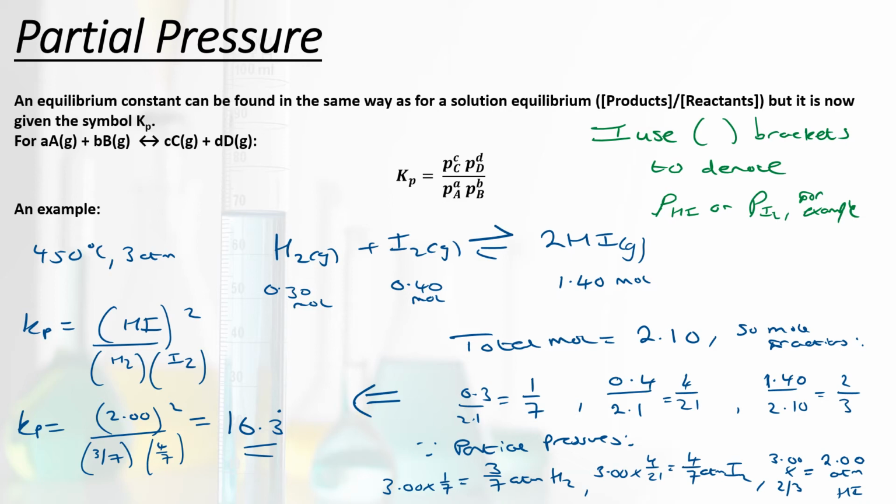Here we were given everything in atmospheres, so we have essentially atmospheres squared on the top, and then we have 2 lots of atmospheres on the bottom. That's the same again as atmospheres squared. And so because we have the same on the top and the bottom, they cancel out to give Kp as a unitless number here, just 16.3. But we still have to always make sure that we work out our unit.